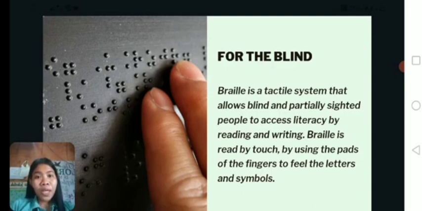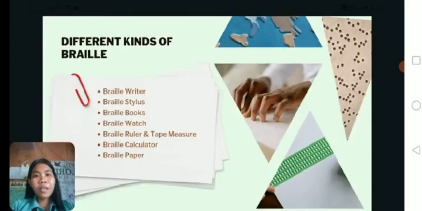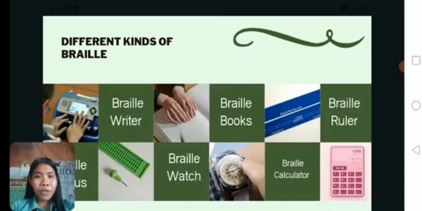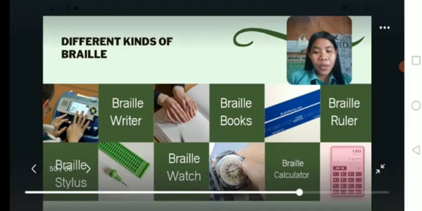Just like what we can see in the picture presented, there are bumps or dots or patterns which fingers feel. So this is Braille. There are different kinds of Braille tools. We have the Braille writer, Braille stylus, Braille books, Braille watch, Braille ruler and tape measure, Braille calculator, and Braille paper. I have here pictures of these. The first one is the Braille writer. It might be equated to a typewriter, in which it has 6 keys and a space bar.